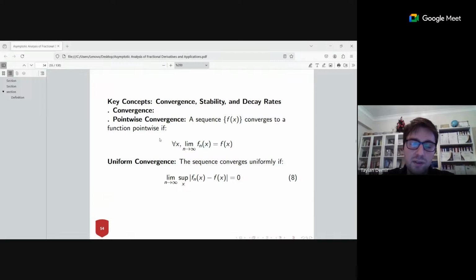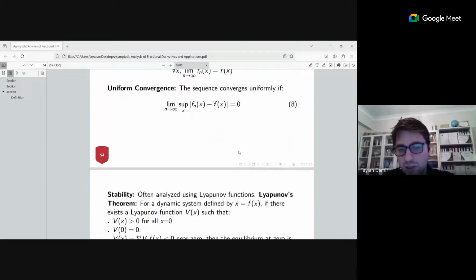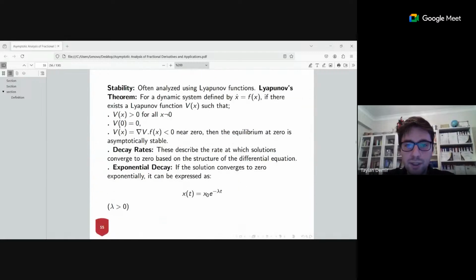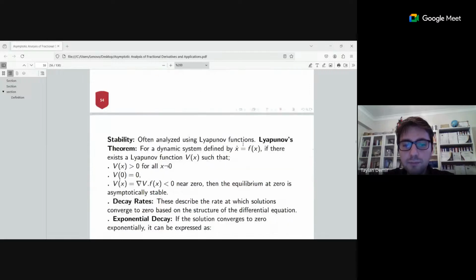If we mention pointwise convergence, we need to know f sub n of x is a sequence and it converges to a function pointwise if for every x, the limit as n approaches infinity of f sub n of x equals f of x. This is the uniform convergence formulation, in this form.